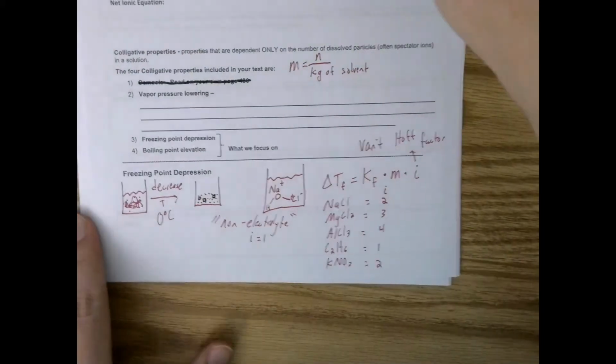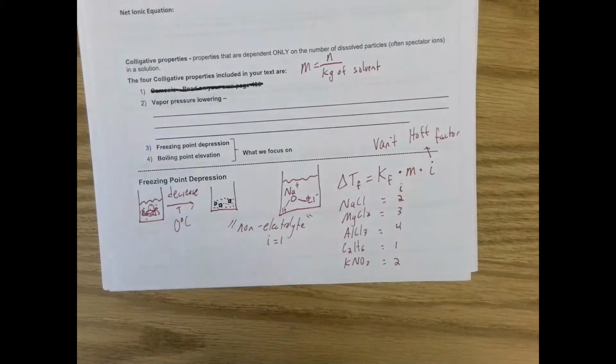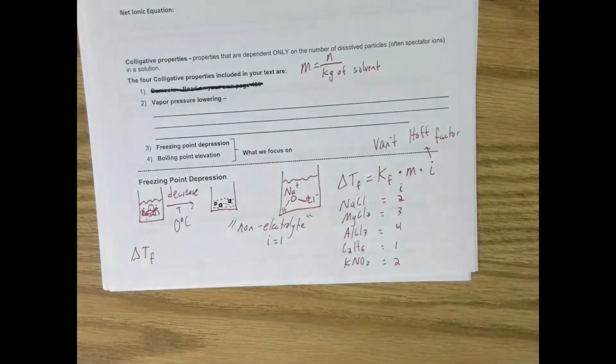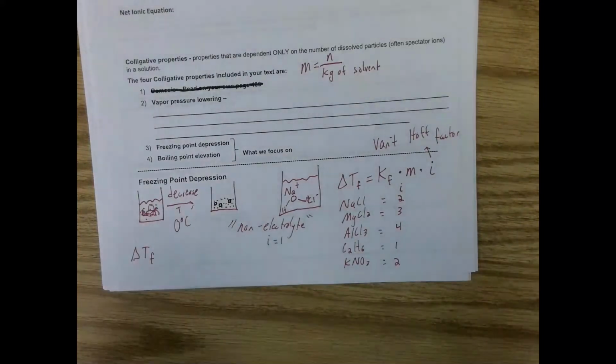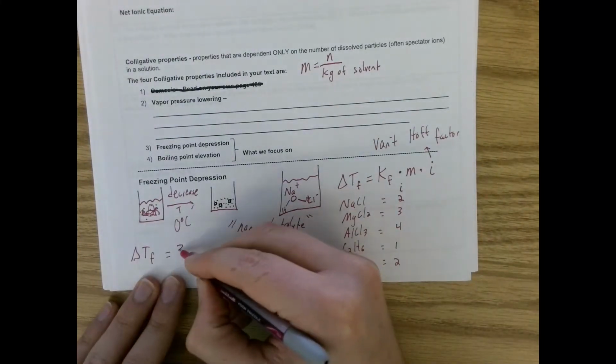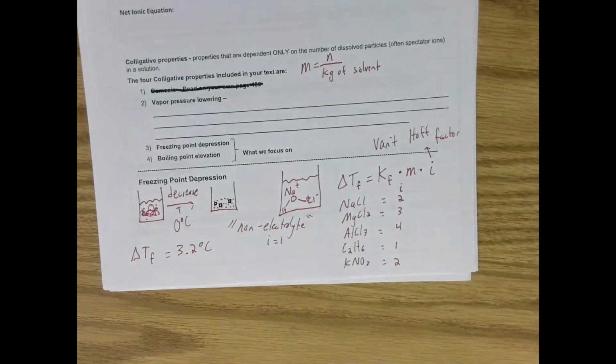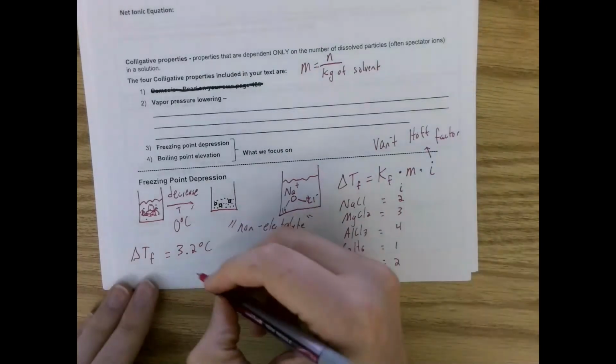So now let's think about what I'm solving for. I'm solving for delta TF. That is the change in freezing point. So let's say I do a calculation and delta TF equals 3.2 degrees Celsius. If delta TF equals 3.2 and I'm using water, is 3.2 my new freezing point? If I said that, that means the freezing point went up. Okay. It's the change. So what's the initial freezing point? 0. So what's the new freezing point? Negative 3.2.